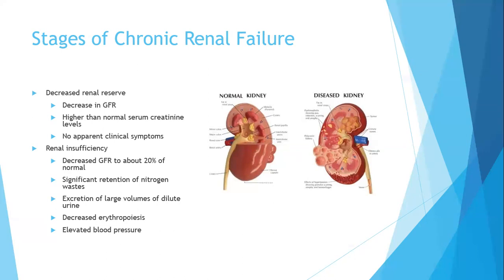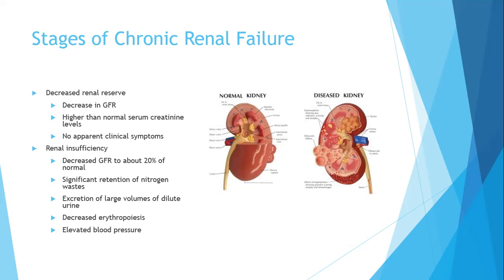The stages of chronic renal failure: first you get decreased renal reserve. So there's a decrease in glomerular filtration rate and higher than normal levels of serum creatinine, but no other clinical symptoms besides that. That's the thing with renal reserve, we have a lot of reserve. If you have a large portion of your kidney functioning, you can still be okay and not have any symptoms.